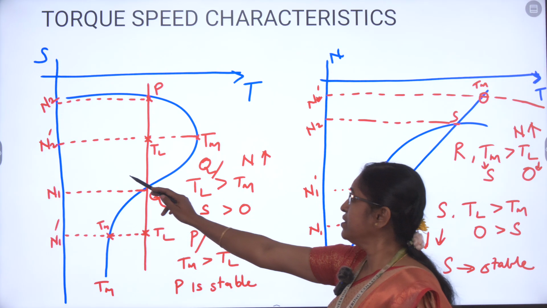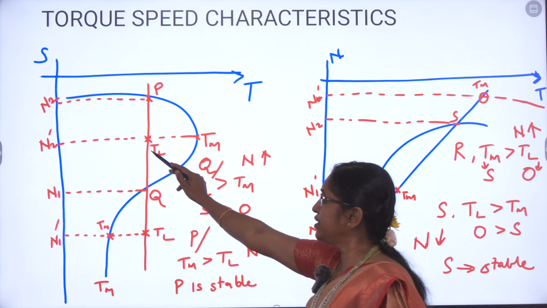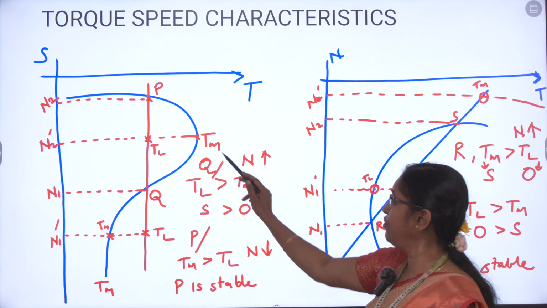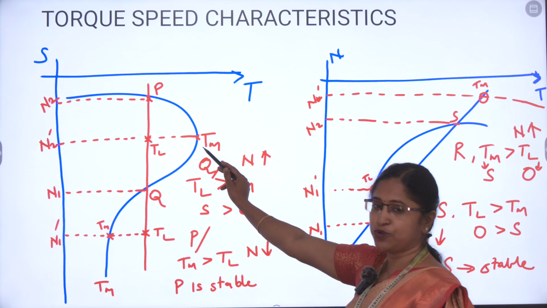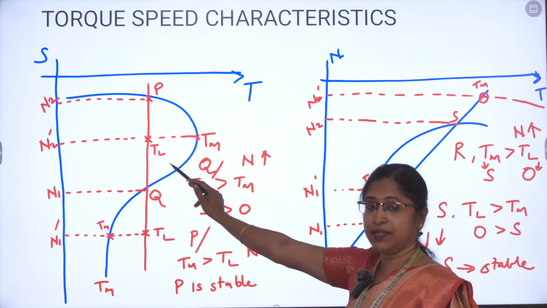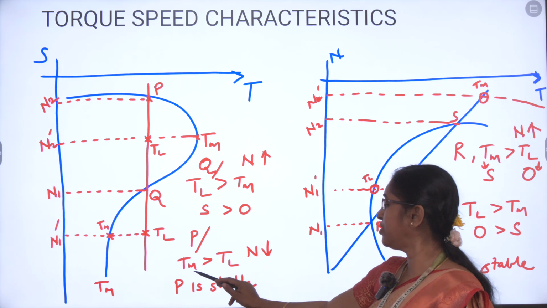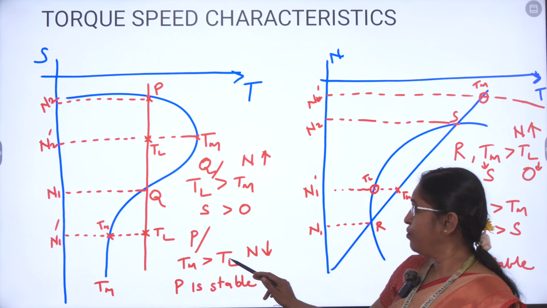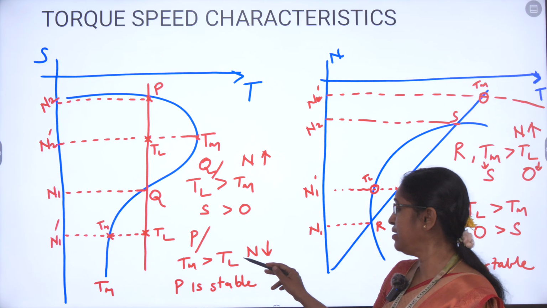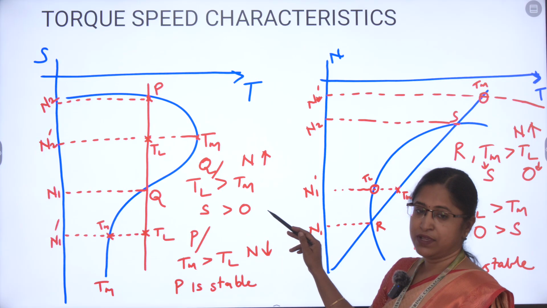So what happens? Here TL is the respective load torque and TM is the respective motor torque. Now if you see the magnitude of these two components, you can say that TM, that is motor torque, is greater than your load torque. So motor torque is greater than your load torque. We have already seen that motor torque is the opposing force and supporting force is load torque.